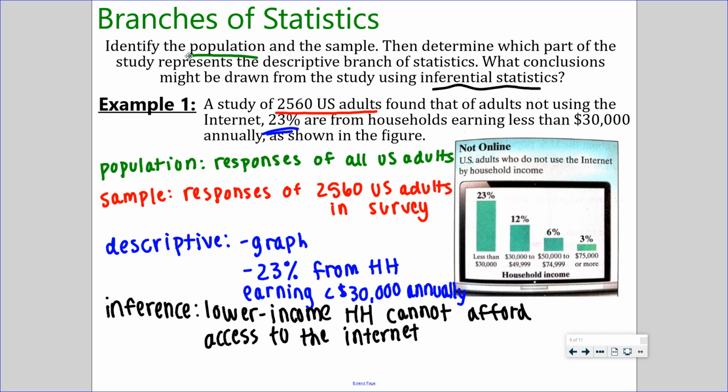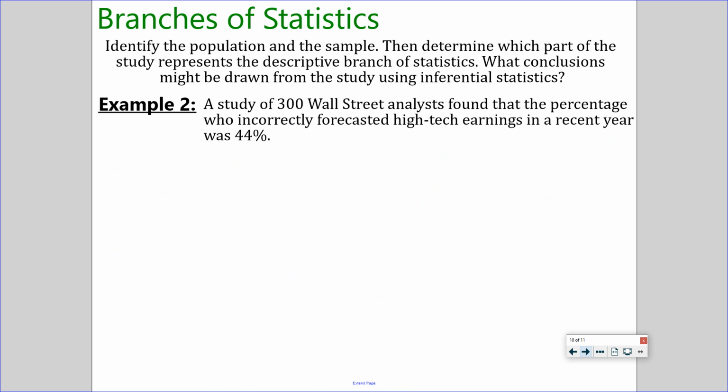I tried one more of those. We're almost done, actually. This is good. Okay, one more. A study of 300 Wall Street analysts found that the percentage who incorrectly forecasted high-tech earnings in a recent year was 44%. So forecasted high-tech earnings, they're talking about the stock market here, that they incorrectly forecasted which high-tech earnings would be in whatever year they're doing here.